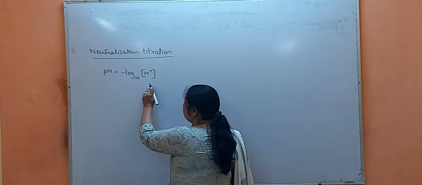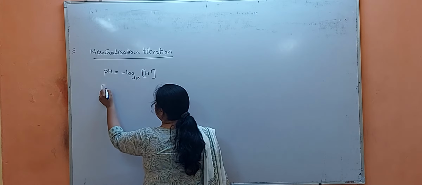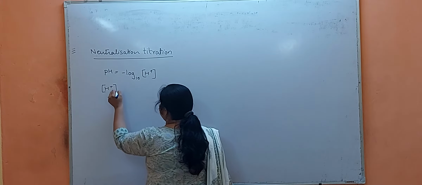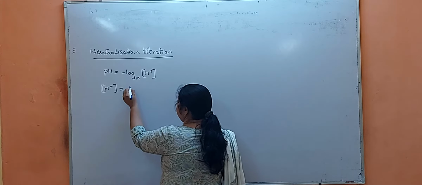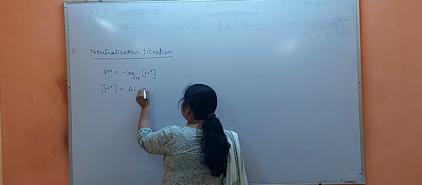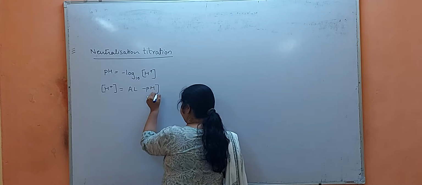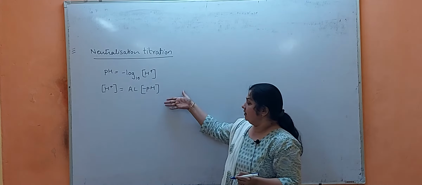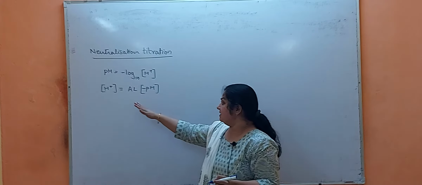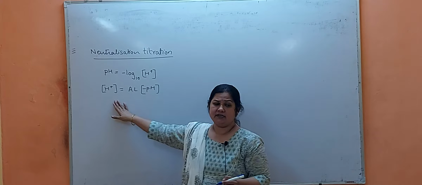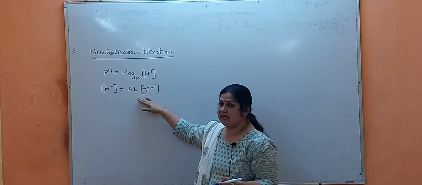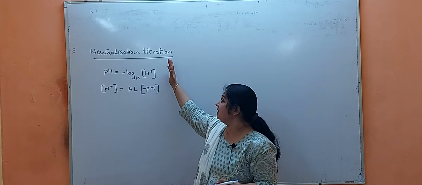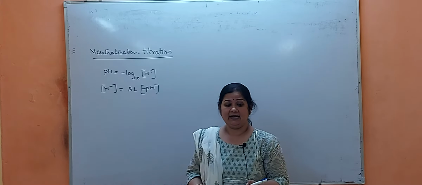Now suppose from pH you wish to find the H+ ion concentration. The H+ ion concentration will be equal to the antilog of negative pH. During the course of titration, this H+ ion concentration will change and the pH will change. So this will serve our purpose to study the titration and how you determine the end point.